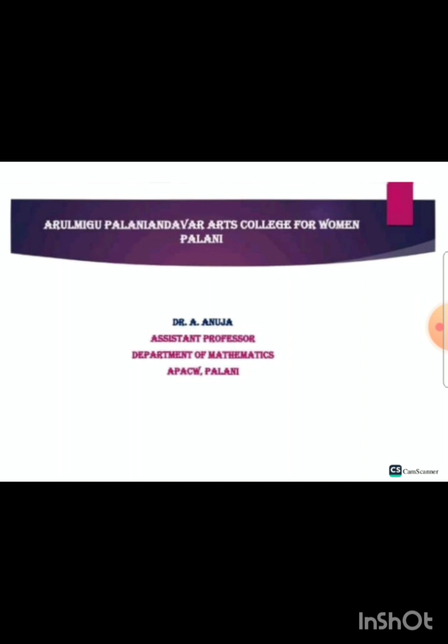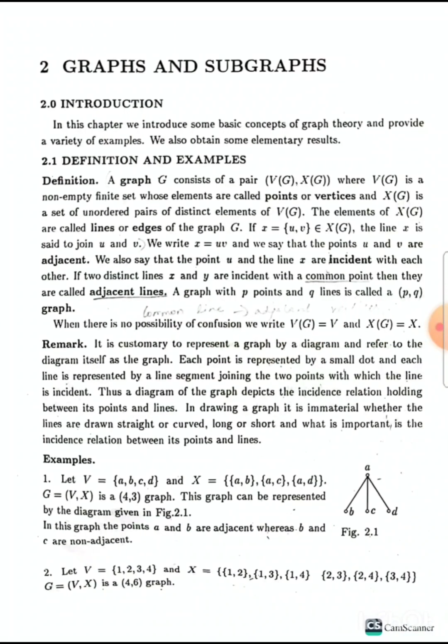In this lecture, we are going to discuss graphs and their basic concepts. A graph G consists of the pair V(G), X(G). Here, V(G) is a non-empty finite set, whose elements are called the points or vertices. And the next one, X(G), is a set of unordered pairs of distinct elements, which means different elements of V(G). This X(G) is called the lines or edges of the given graph G.